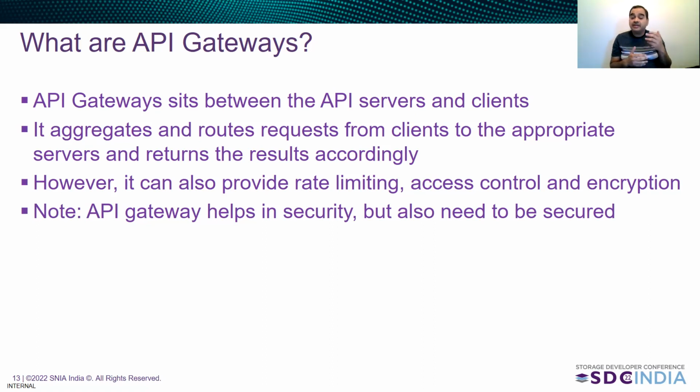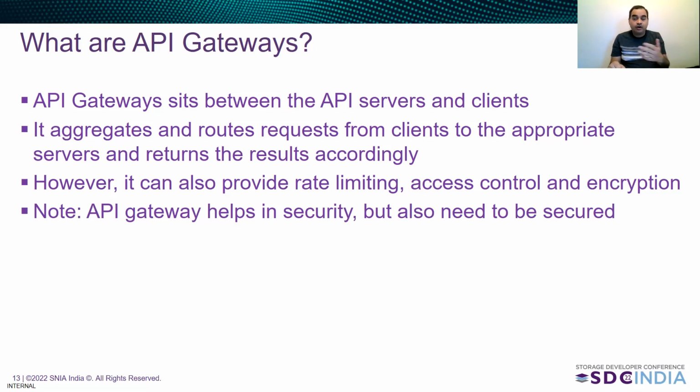It can provide rate limiting, access control, and encryption, right? Again, in one of the points I mentioned, no HTTP, only HTTPS. In fact, strict HTTP, if it can be enforced, is better. Now, this one device is doing all of this for you. It is making sure you are doing rate limiting, access control, and encryption. That's why API gateways are a good thing to have.